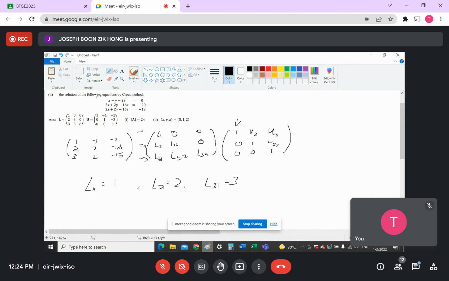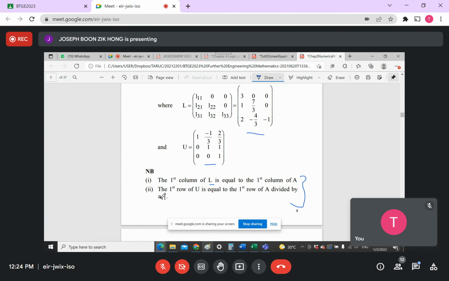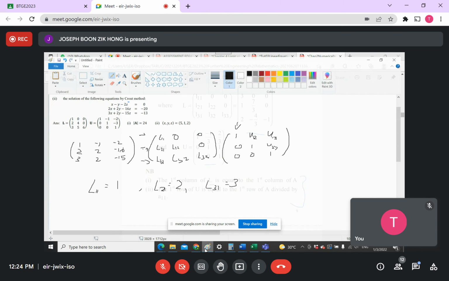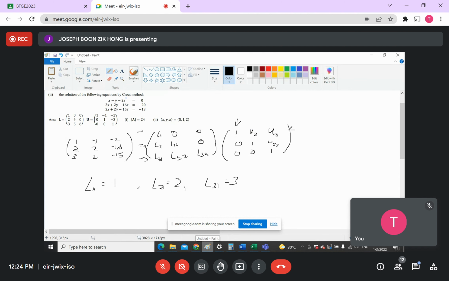After that, they said the first row of U is equal to the first row of A divided by A11. What does this mean? They said the first row of U is equal to the first row of A divided by 1. So that means now your U12 will be negative 1, and your U13 will be negative 2. Now let's see why they said so.